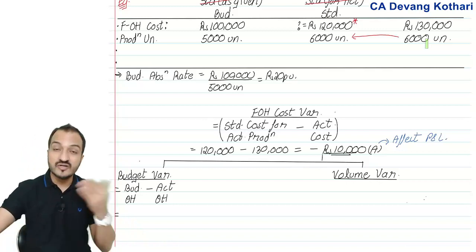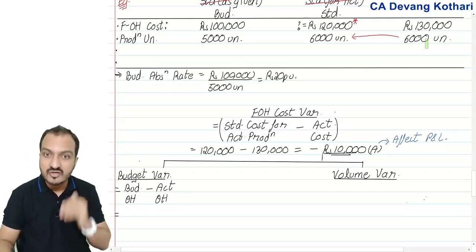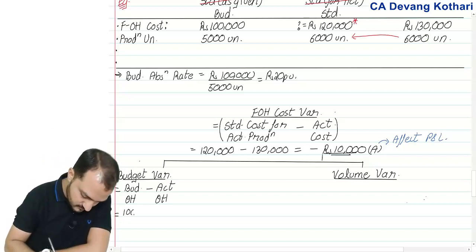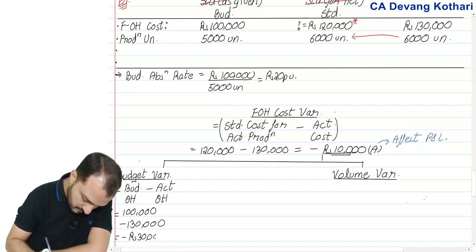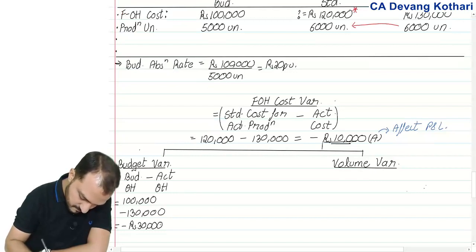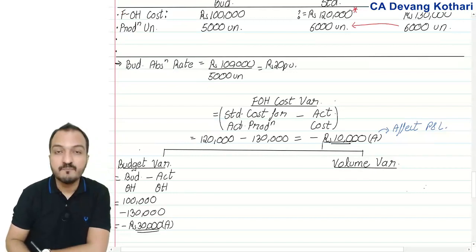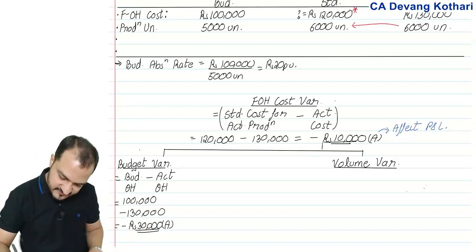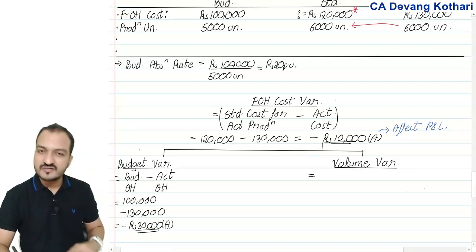So as compared to the original budget, I have incurred 30,000 extra. That 30,000 extra is called my budget variance. While volume variance is a different story now.